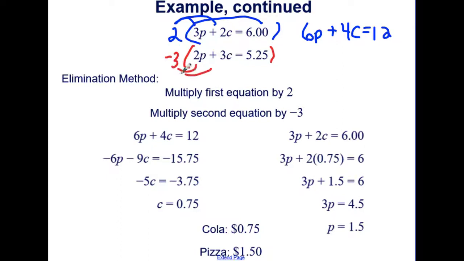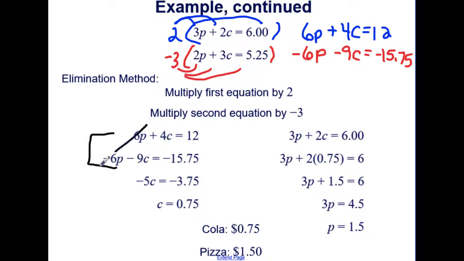-3 to give us -6p minus 9c equals -15.75. Now we have our opposite coefficients, so that's written here. So if we eliminate the p variables, that leaves us with -5c equals -3.75. Divide by -5, we get c equals 0.75.